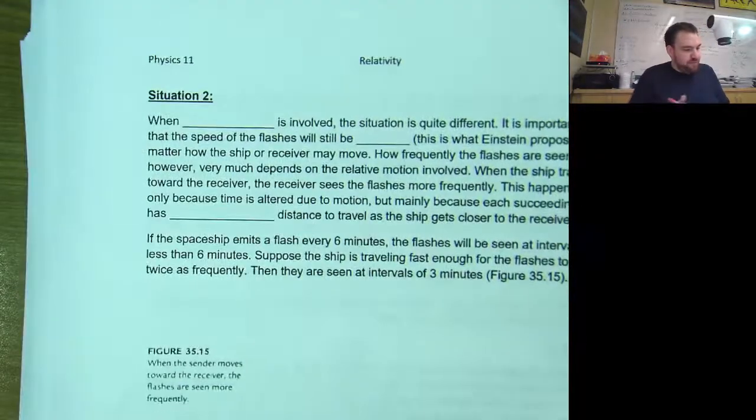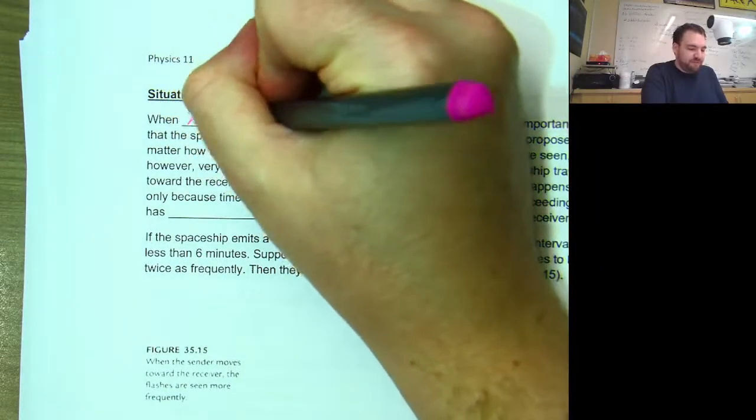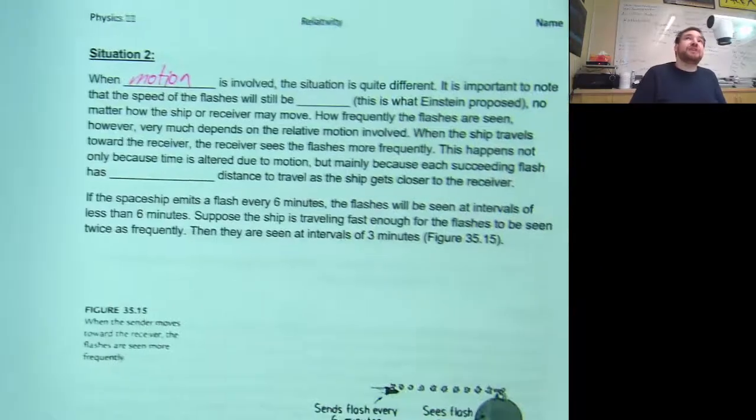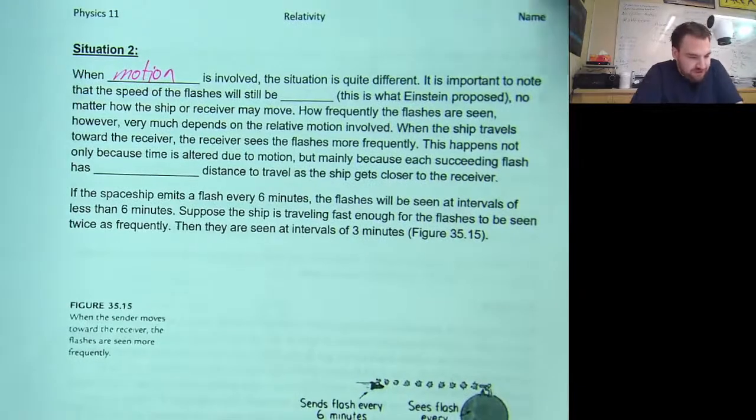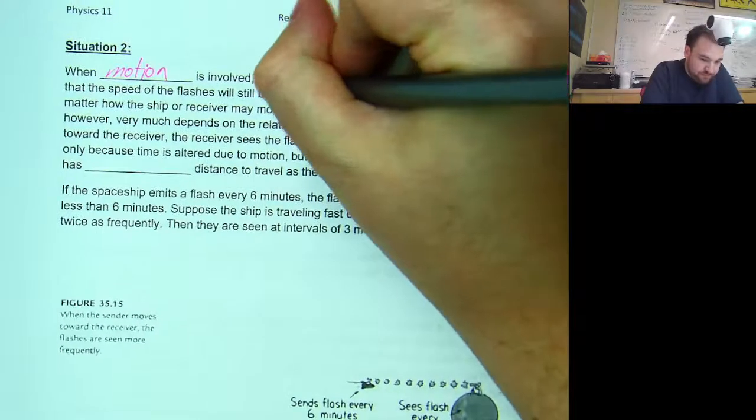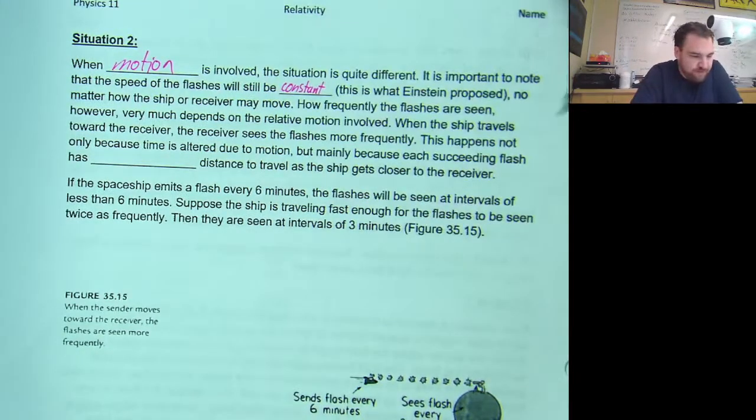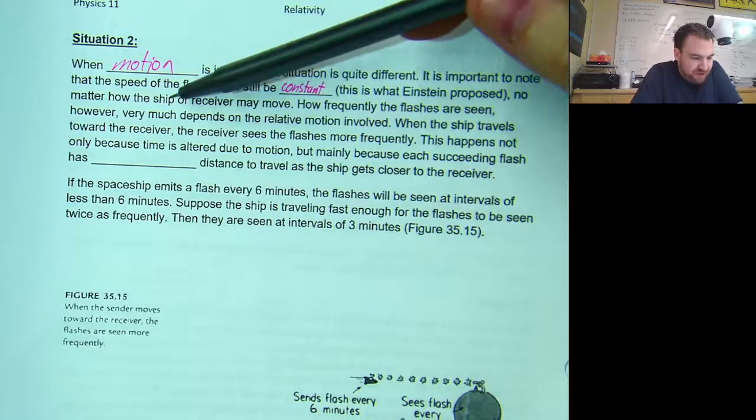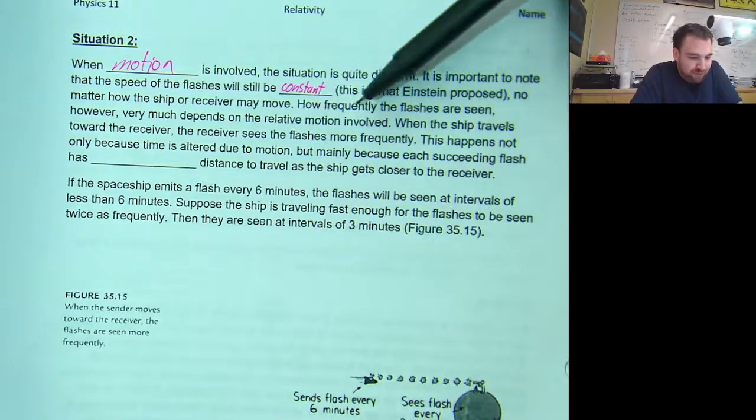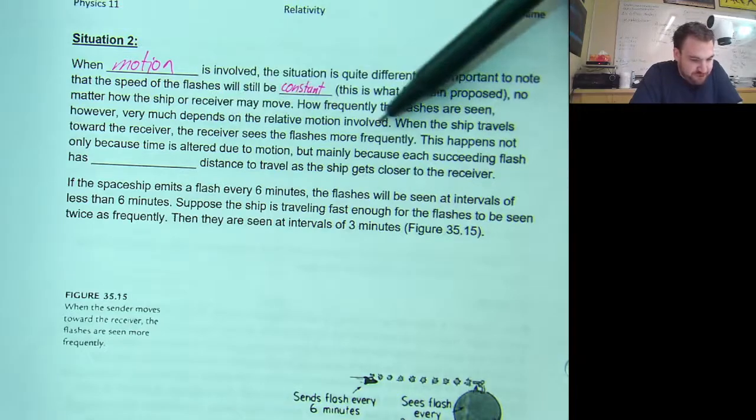Situation two. We're going to involve motion. When motion is involved, the situation is quite different. It is important to note that the speed of the flashes will still be constant. This is the proposition from Einstein. No matter how the ship or receiver may move. How frequently the flashes are seen, however, very much depends on the relative motion involved.